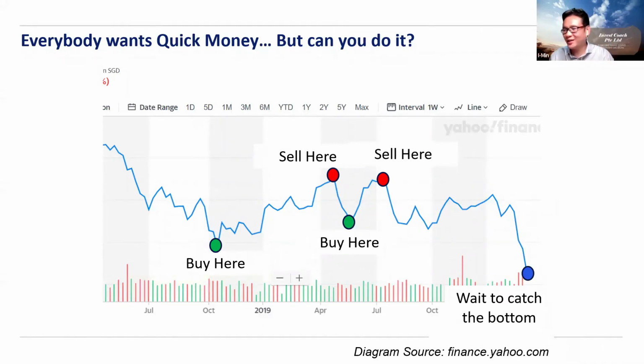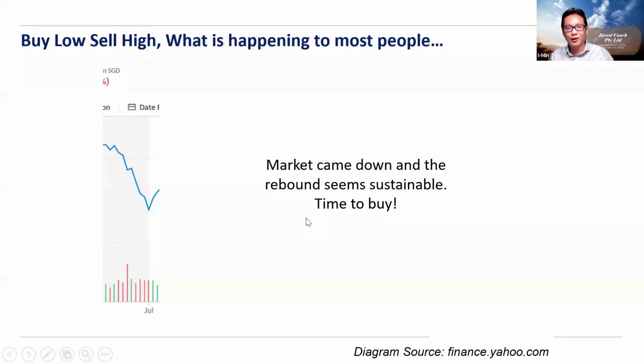This is a very typical story. Everybody wants quick money. Of course, I am also included. By the way, I also went to buy that 60 million Toto, and the fact that I'm here, you all know that I didn't win. Everybody wants that, but can you do it or not? Everybody thought, buy low, sell high, very simple. Buy here, sell here. So what's so difficult?